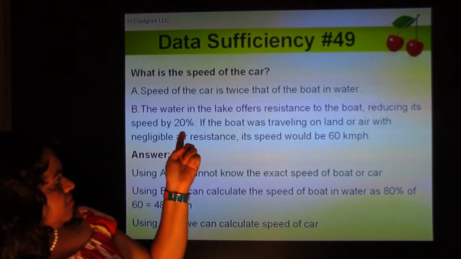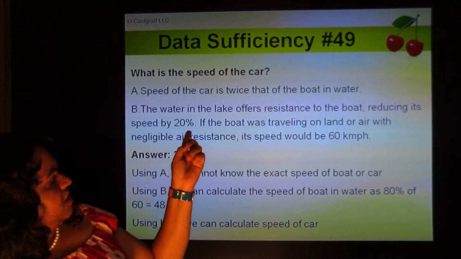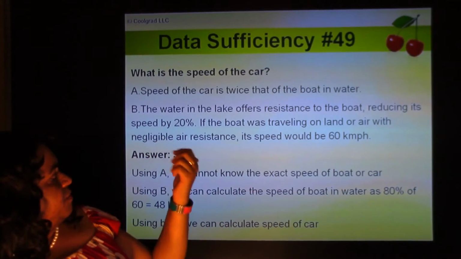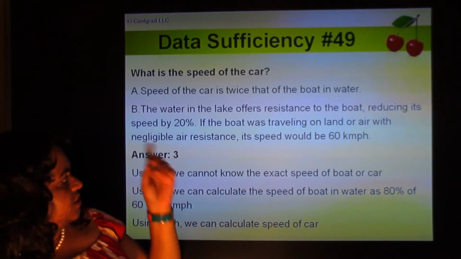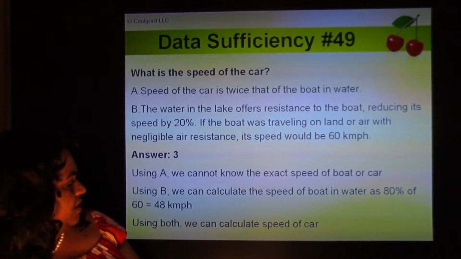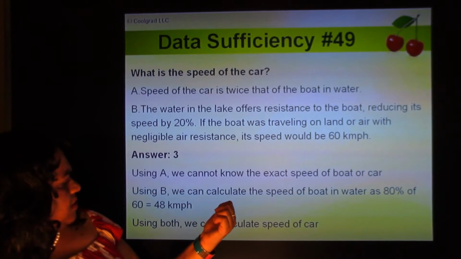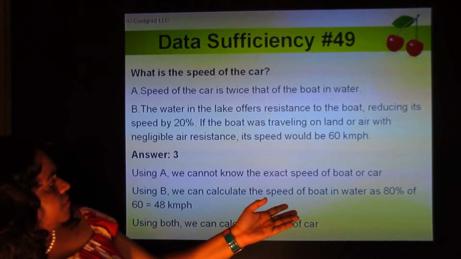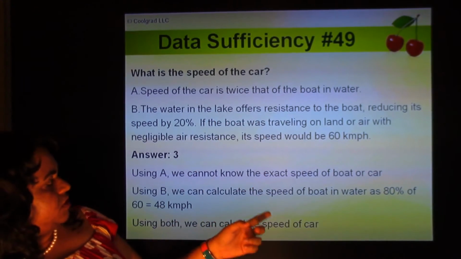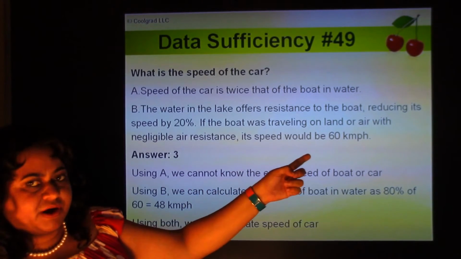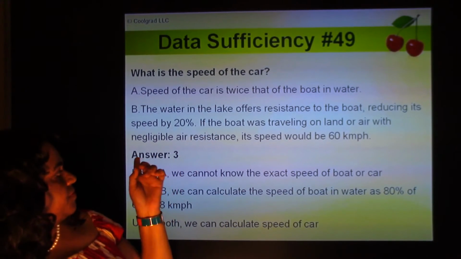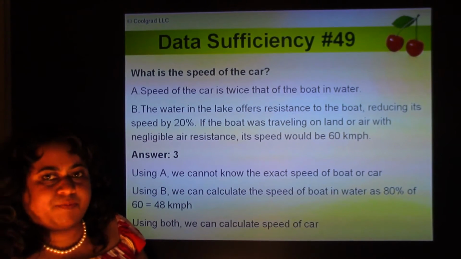So the water in the lake offers resistance to the boat, reducing its speed by 20%. If the boat was traveling on land, its speed would be 60 kilometers per hour. But if the boat was in water, it's reduced by 20%. So it will be 80% of 60. That's 48 kilometers per hour. So we know the speed of the boat in water, but we wouldn't know the speed of the car using B alone. But using both, we know the speed of the boat is 48 kilometers per hour and the speed of the car is twice of that. So we can calculate the speed of the car. So you need both the statements. So we pick option 3.